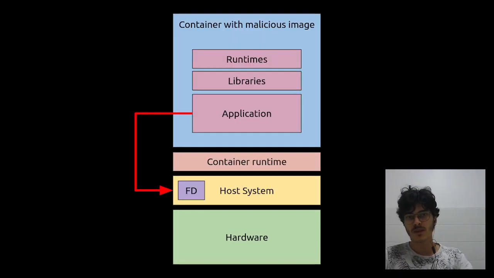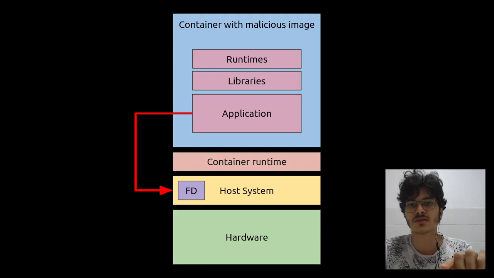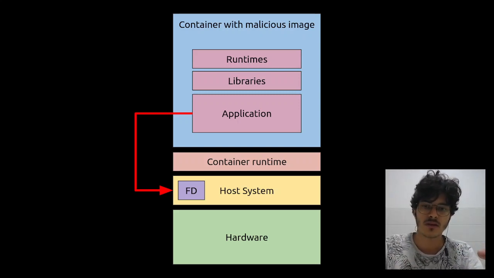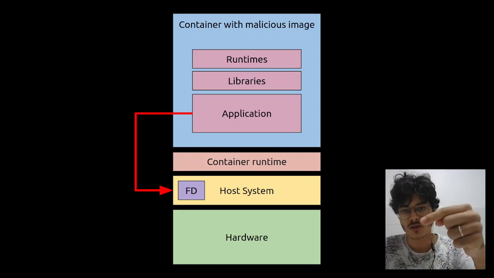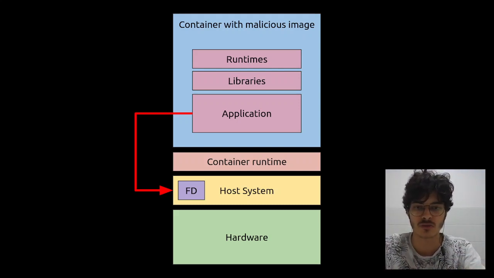And what can a malicious image do? When runC is running and initializing a container, the container image can take the application and make a symbolic link through the file descriptor of the container runtime, and reach the file descriptor path at the host system. And with it, it can access the host system, just access.